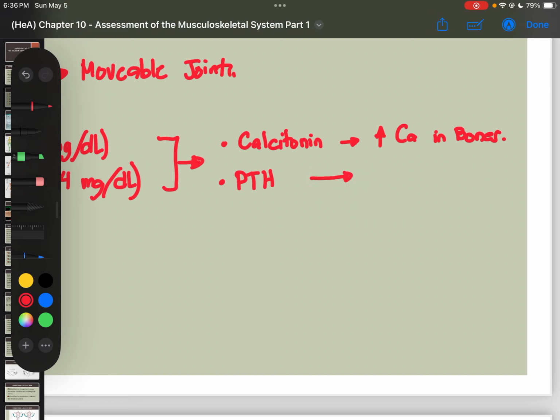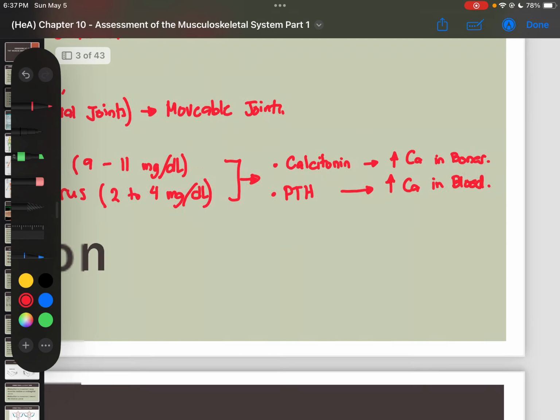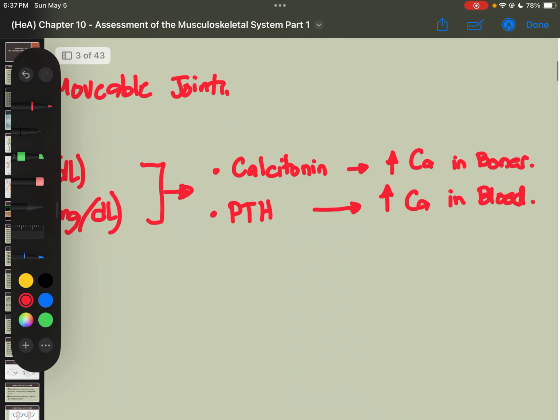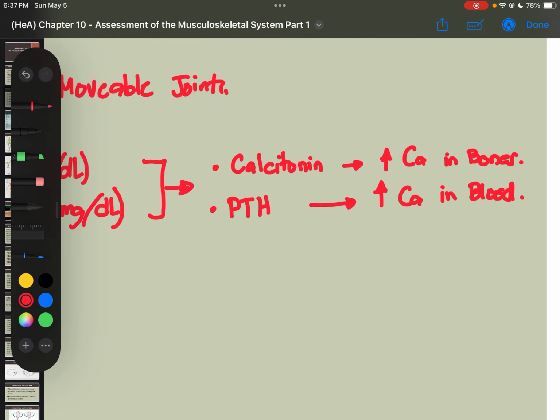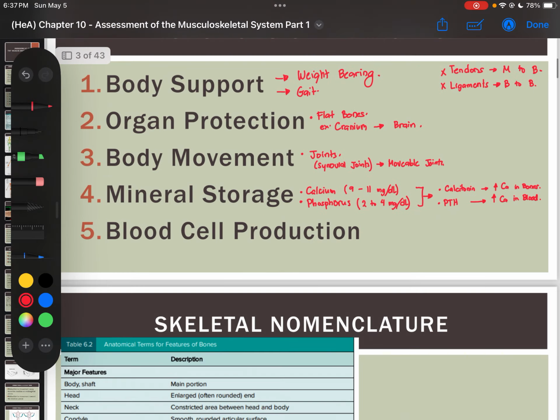While our parathyroid hormone will increase calcium in the blood. The parathormone will move the calcium from the bone towards the blood, making bones much thinner. But it is a balancing act.